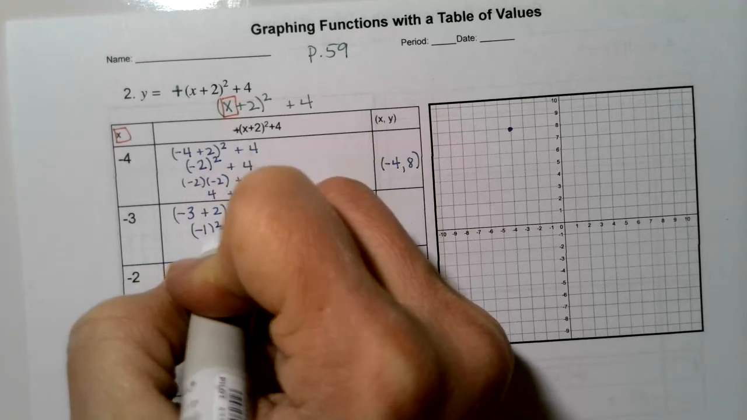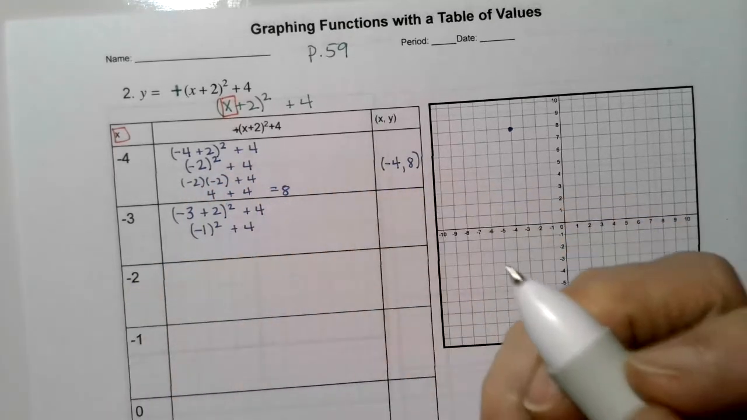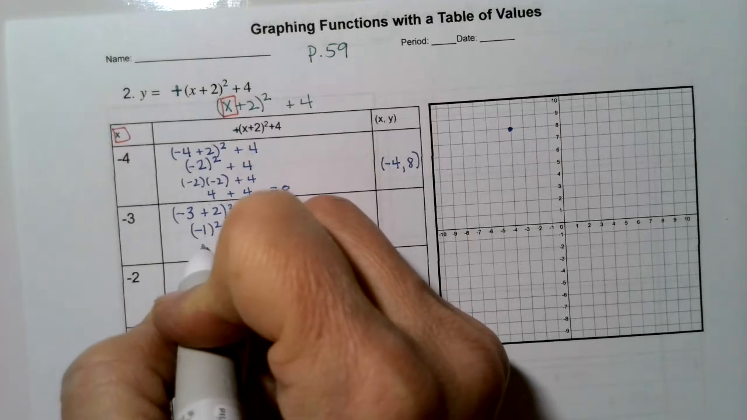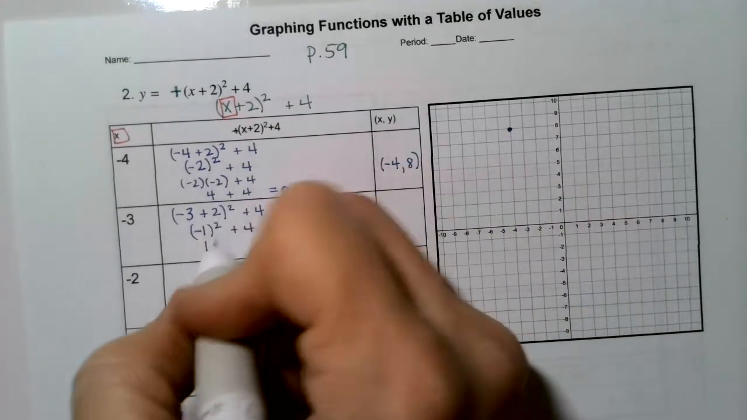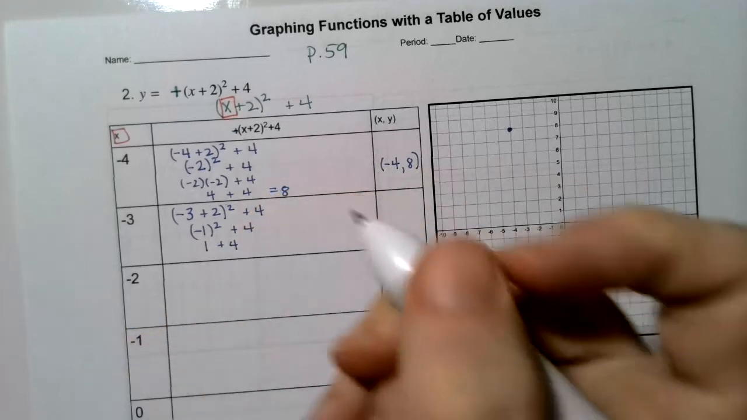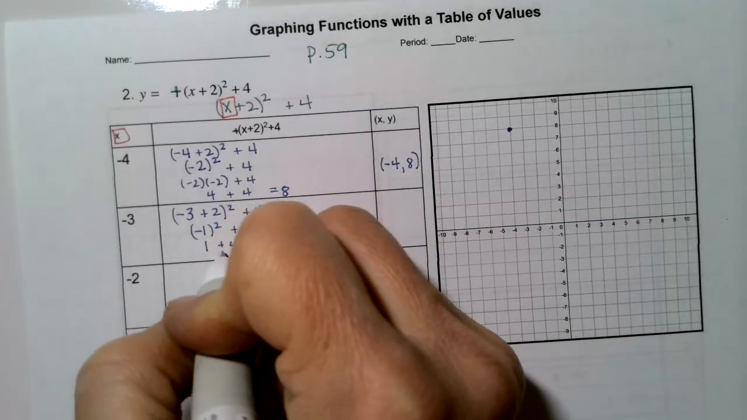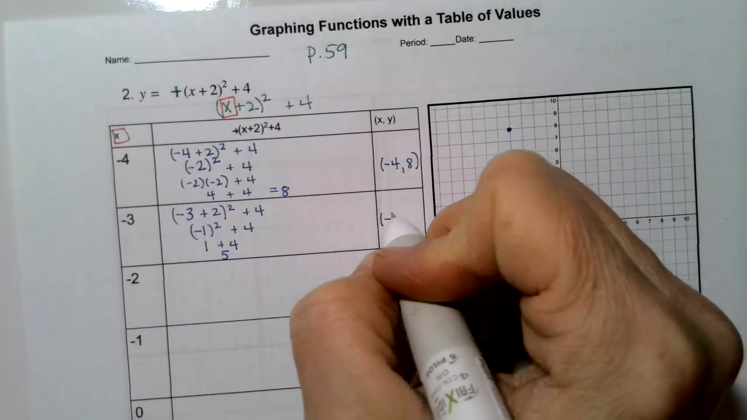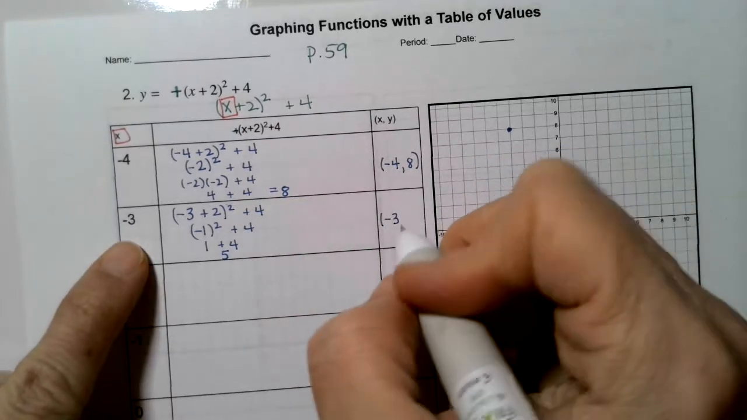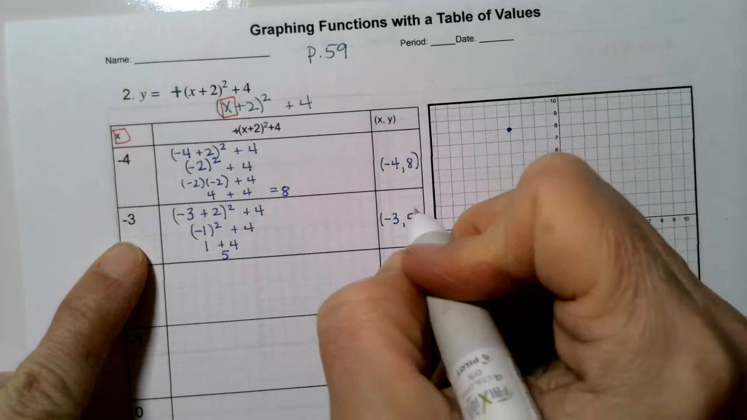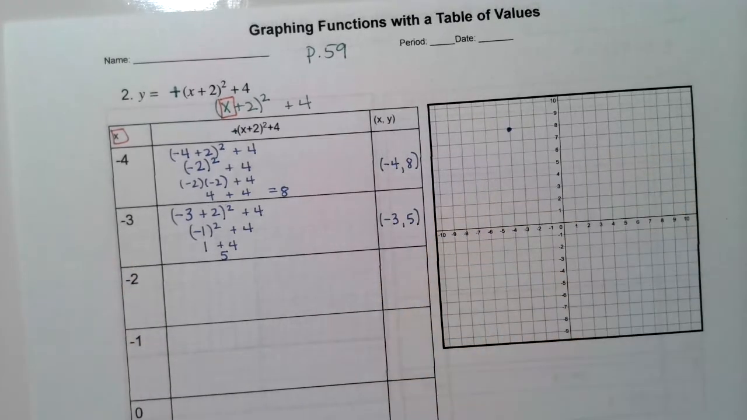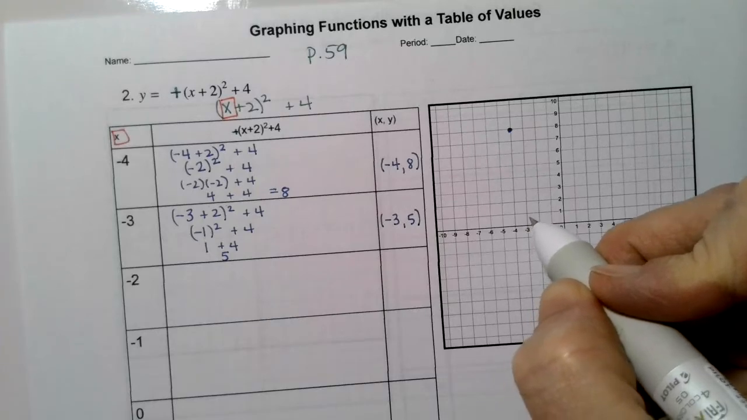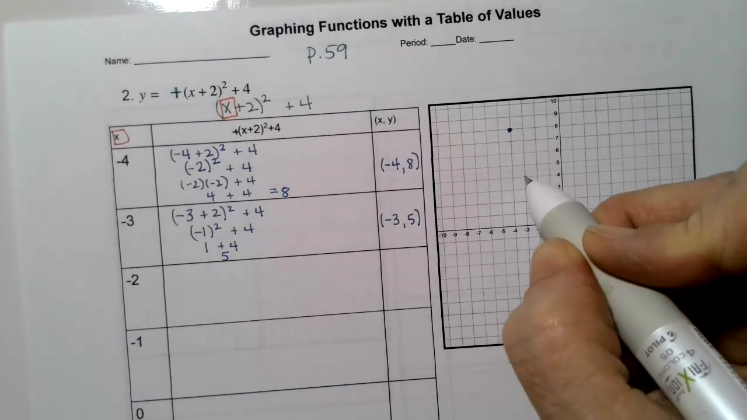And I'm squaring negative 1 plus 4. So negative 1 squared is negative 1 times negative 1, which is positive 1, plus 4. 1 plus 4 is 5. And my ordered pair, when x is negative 3, my y value is 5. And if we plot that at negative 3, we're up at 5. 1, 2, 3, 4, 5.